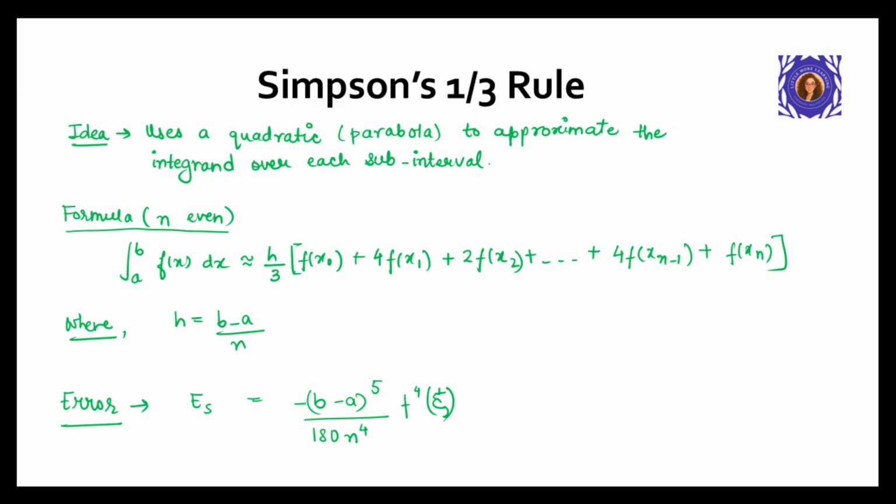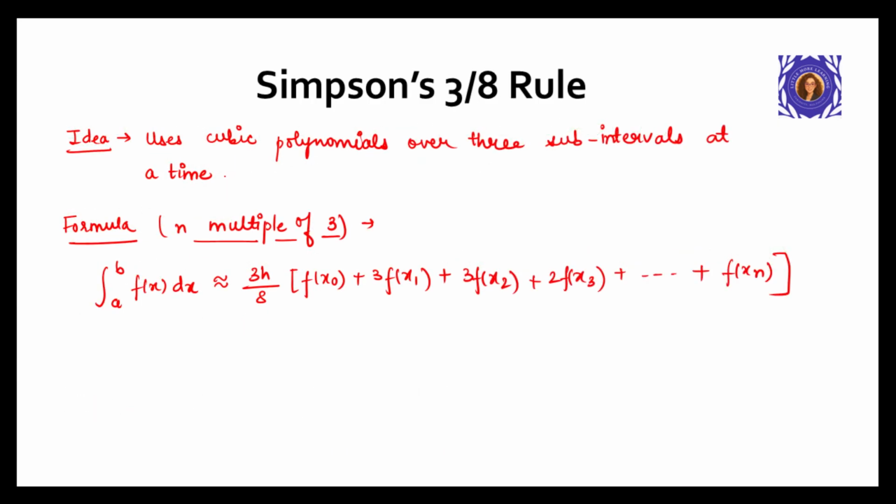Here's the formula: integration a to b f(x) dx is nearly equal to h by 3 [f(x0) plus 4f(x1) plus 2f(x2), and that continues to the term 4f(xn-1) plus f(xn)]. Notice the pattern? The coefficients alternate between 4 and 2, except at the ends. This rule requires that the number of intervals n is even. It's significantly more accurate than the trapezoidal rule for many functions, especially polynomials up to degree 3, because we are now fitting quadratic curves instead of straight lines.